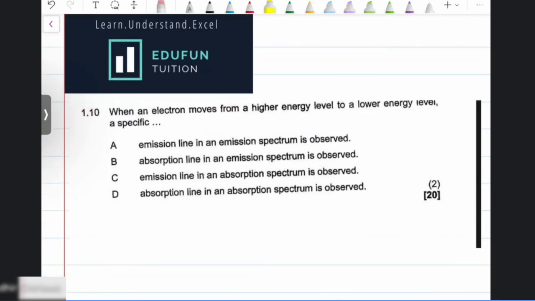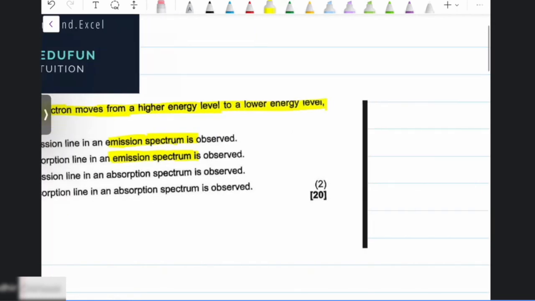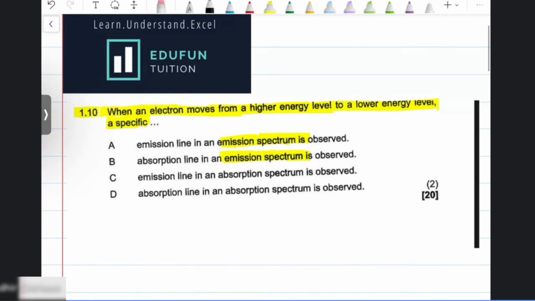Right, so what you need to know, they ask us for 1.10 here: when an electron moves from a high energy level to a lower energy level, what is going to be observed? So basically, it's going to be the emission spectrum immediately, because energy is being given off. Now, let me explain why energy is being given off before we do anything else here.